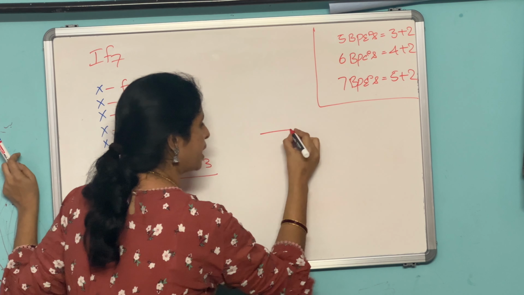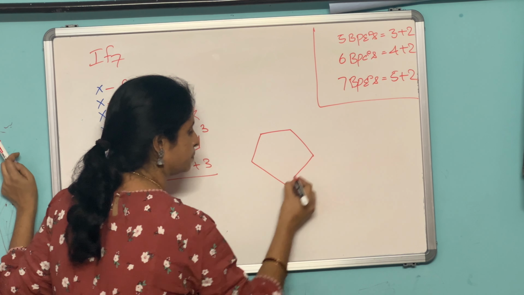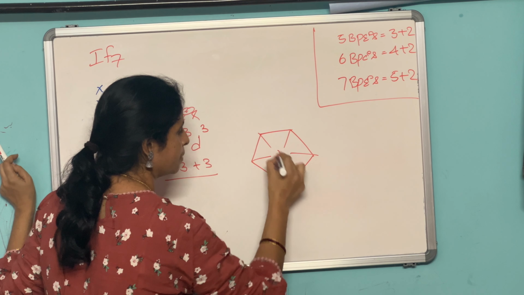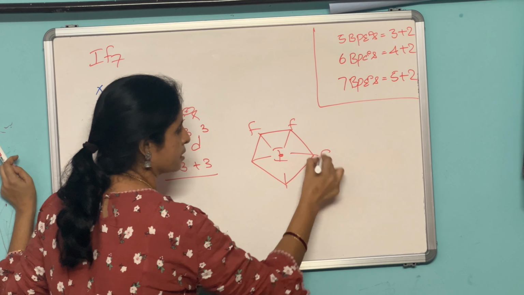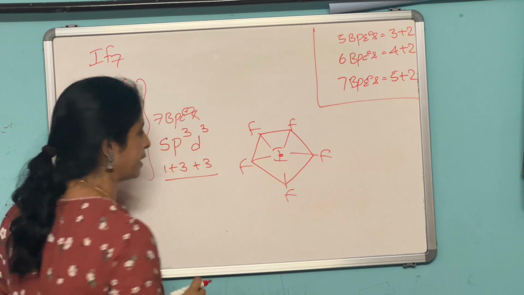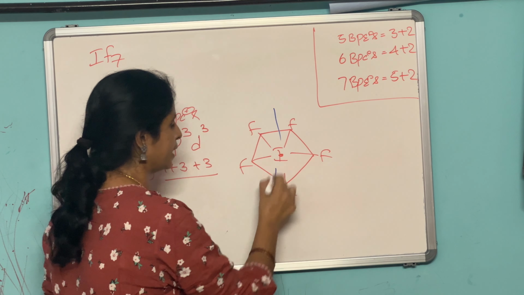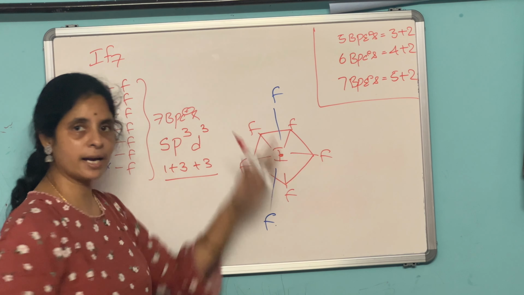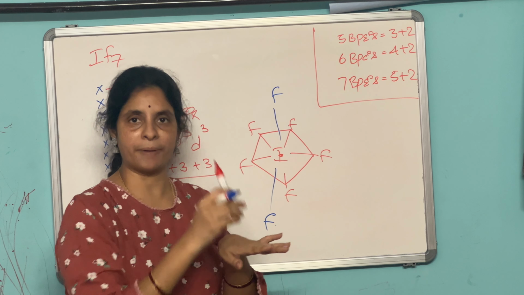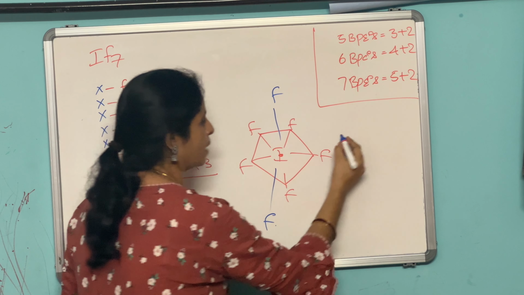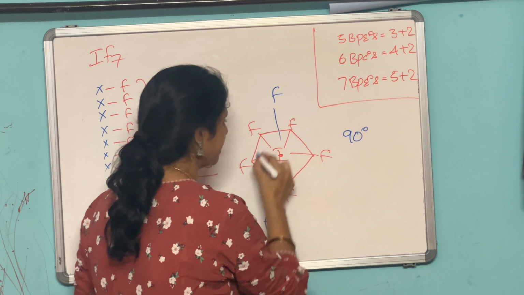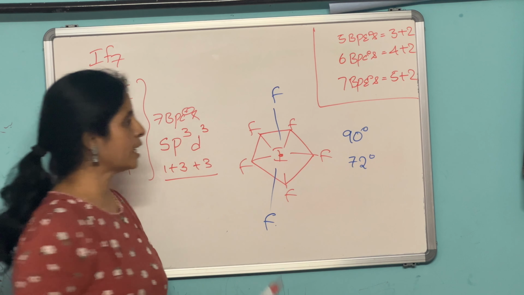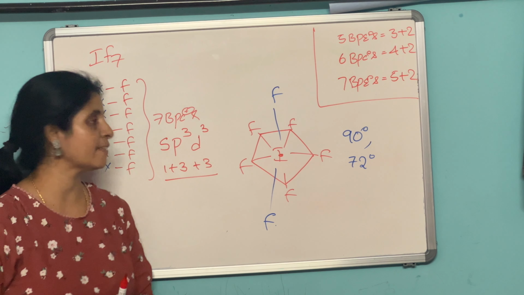5 means it is a pentagon. Here is the central atom, what is the central atom? I. So F's are at the 5 corners of a pentagon, and one atom above the plane and another atom below the plane. One fluorine, another fluorine. These two are perpendicular to the plane of the pentagon, so these two make a bond angle of 90 degrees. In the pentagon, each angle is 72 degrees. So the bond angles here are 90 degrees and 72 degrees.